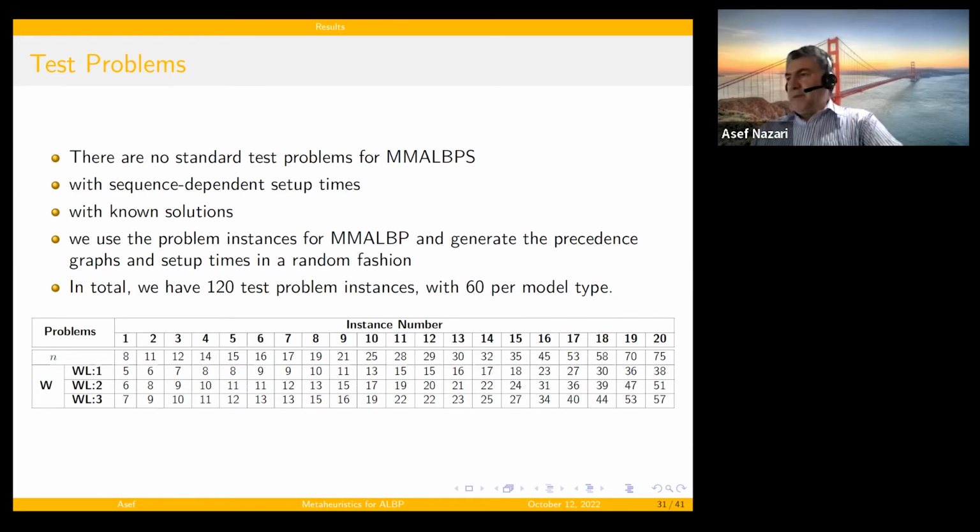Based on the number of operations in each problem, we added a portion of the number of operations to add or subtract to the number of stations. For example, for problem 1, we have 5, 6, 7 stations, but for problem 20, we have 38, 51, 57 stations. So, different levels of stations.